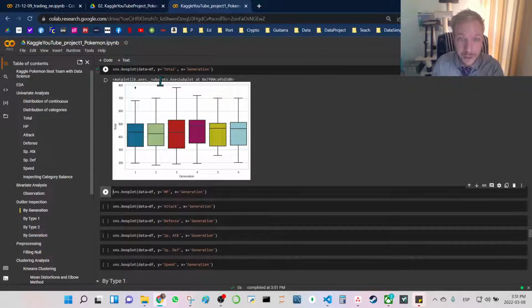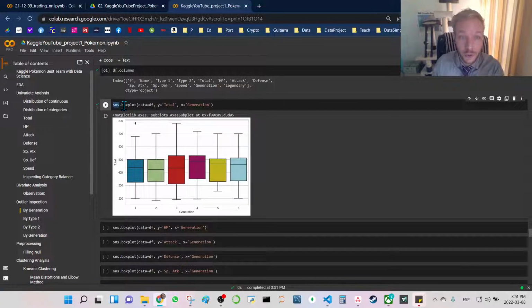So here we can see we're using a box plot. seaborn.boxplot, data equals df, y is our total, so we're plotting the total on the left-hand side, and we're going to separate it by the generation. When we put a category feature into one of the axes in Seaborn, it will automatically know that we want to separate those by that feature. So here we can see the generation.